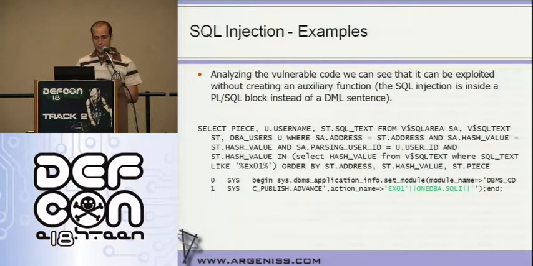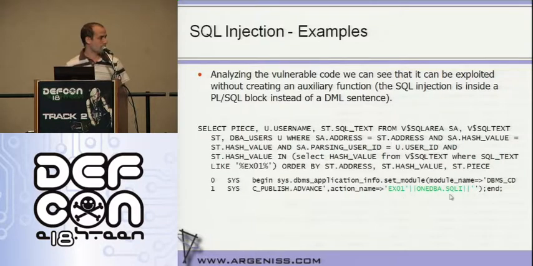Well, this is a further analysis of the SQL injection vulnerability that we just saw, to see if we can exploit it without the need of an auxiliary function. We don't have too much time to go into detail, but here I select from the $SQL text table to see what SQL statements have been executed from the SGA, the Oracle memory. So I see where exactly the vulnerability is.